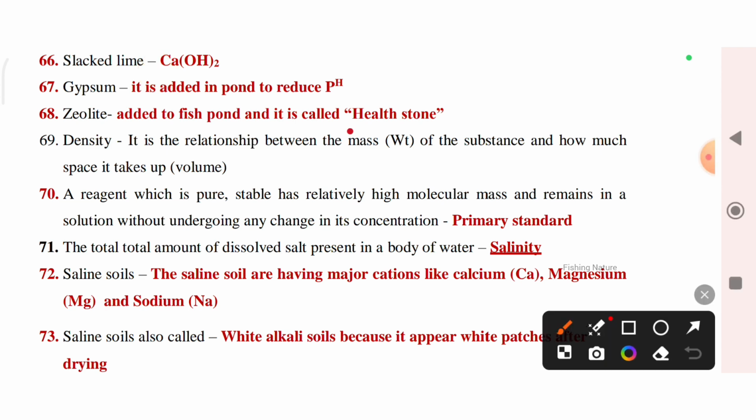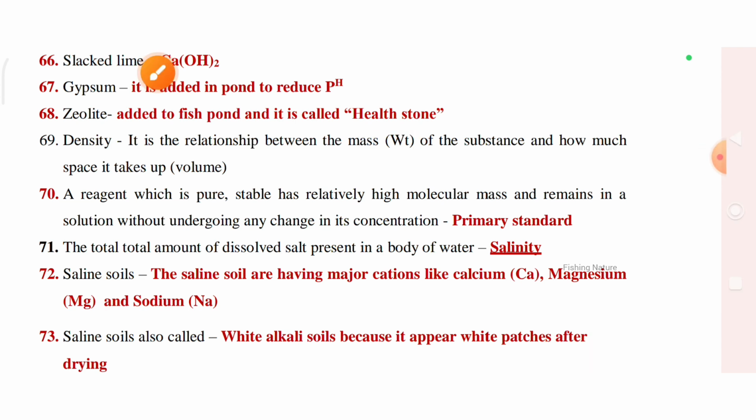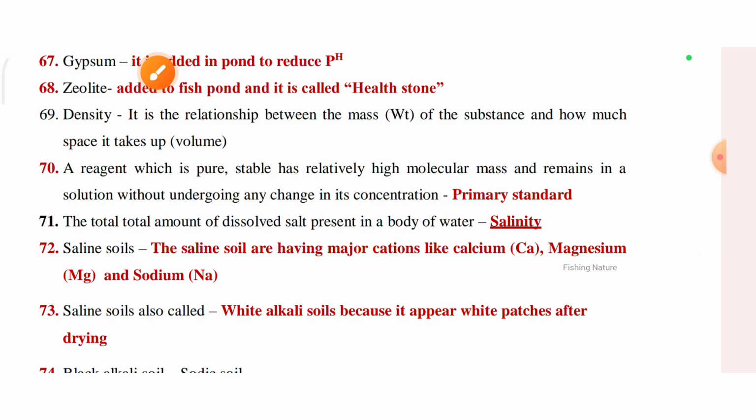Zeolite is the health stone. Next, density. Density is the relationship between the mass of a substance and how much space it takes up. Mass by volume is known as density.